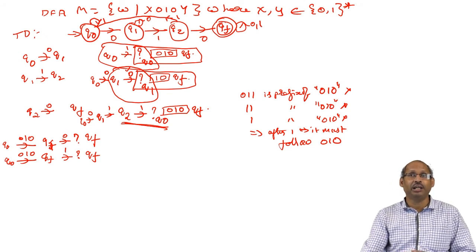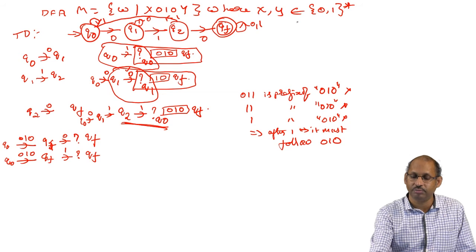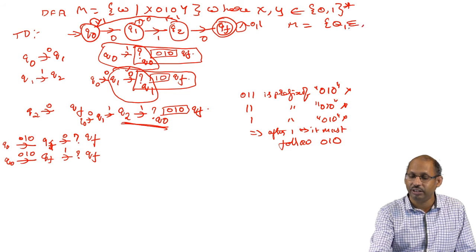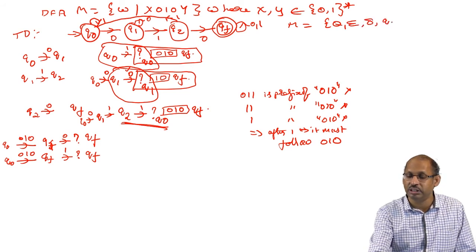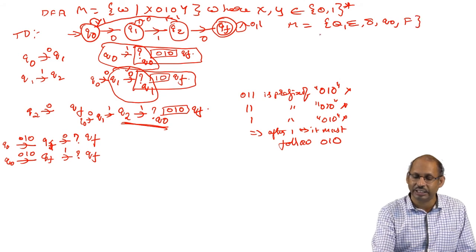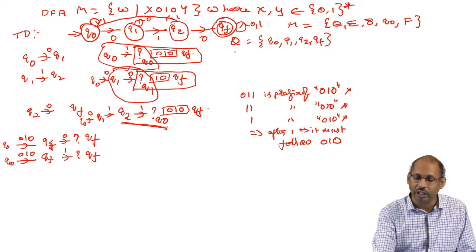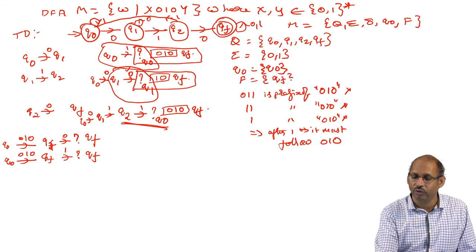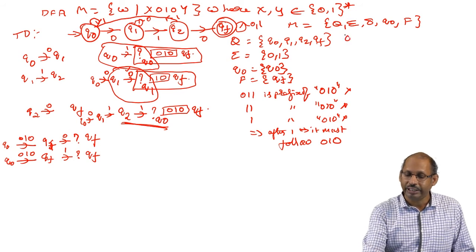Now our transition diagram is completed. Now the 5 tuple notation. What is the 5 tuple notation? Set of states, input alphabet, transition function, initial state, and set of final states. So what are the states? Q0, Q1, Q2 and QF. What is the input alphabet? 0, 1. What is the initial state? Q0 only. What are the final states? QF only.